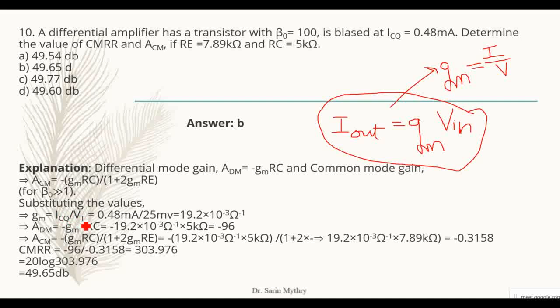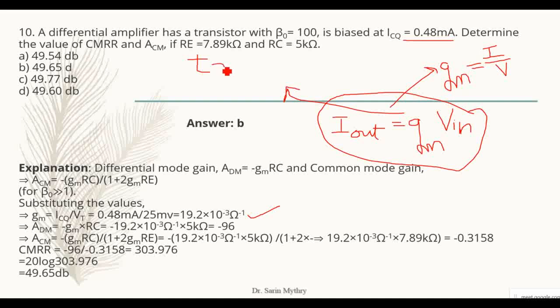We know VT is nothing else but the temperature equivalent voltage. That is 25 millivolts. It's a default value, and ICQ is given to us. ICQ is equal to 0.48 milliampere. Substitute this value, you are going to get the GM. It's a transconductance. Transconductance means what? It is an opposite to the conductance.